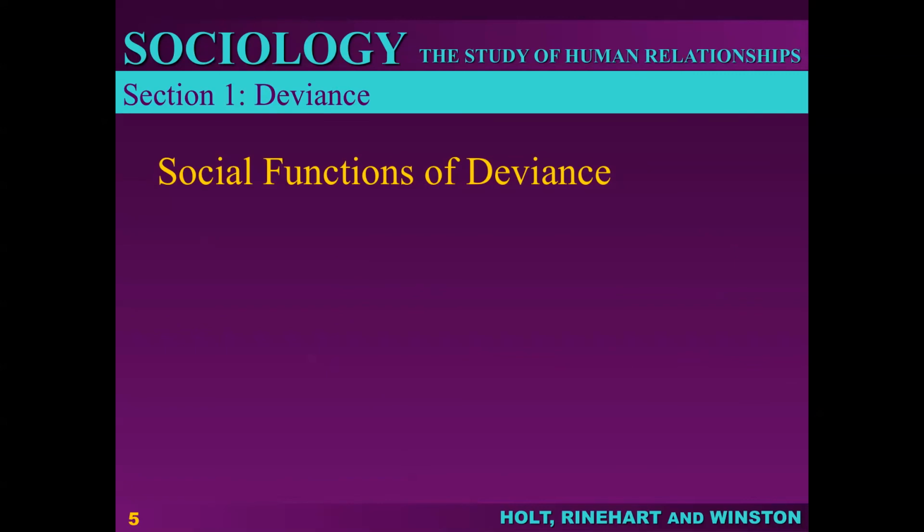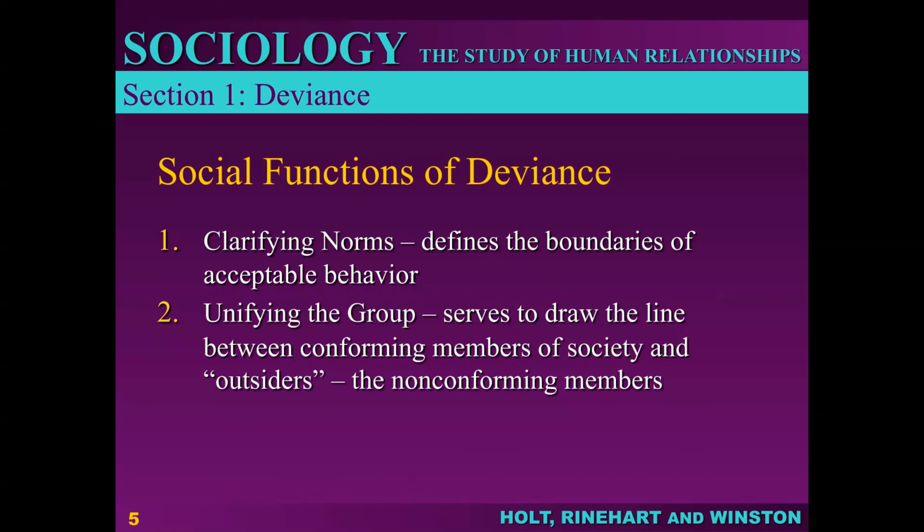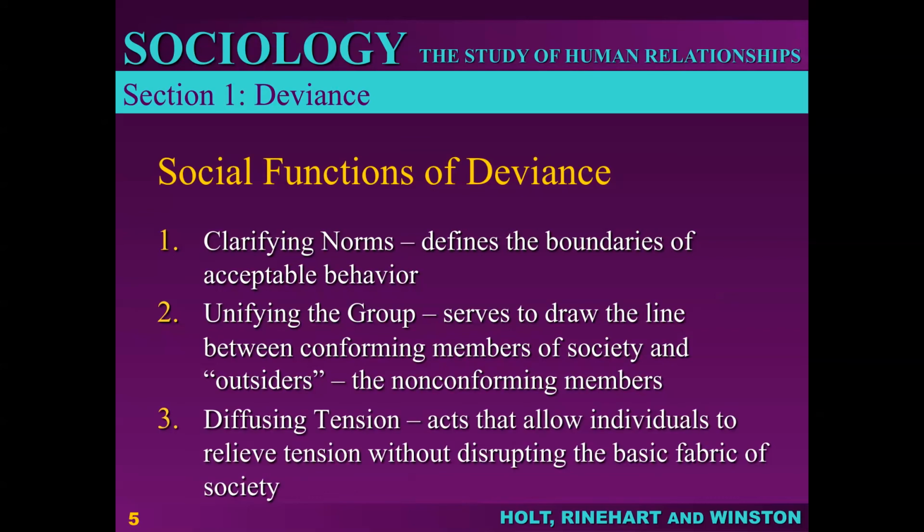Social functions of deviance. Deviance helps to clarify norms. It defines the boundaries of acceptable behavior. Deviance unifies the group. It serves to draw the line between conforming members of society and who we consider to be outsiders, the non-conforming members. Thirdly, deviance is supposed to work for diffusing tension. Deviance would be acts that allow individuals to relieve tension without disrupting the basic fabrics of society.